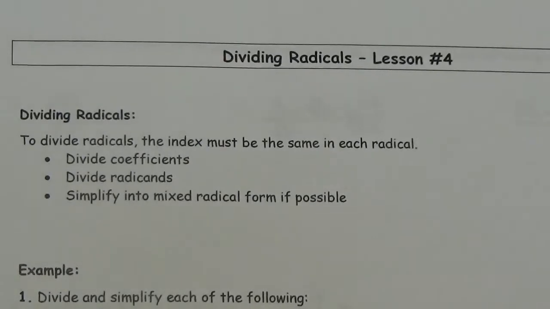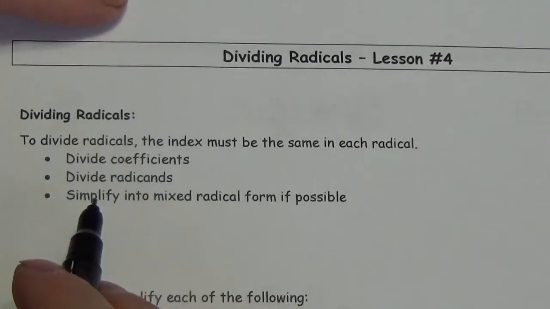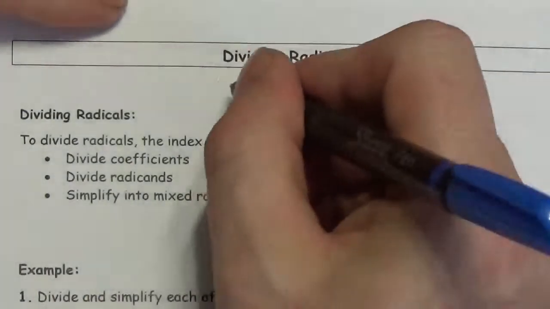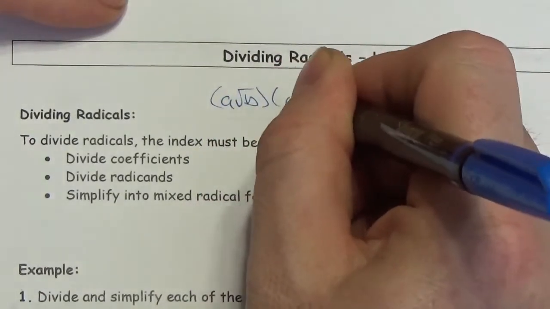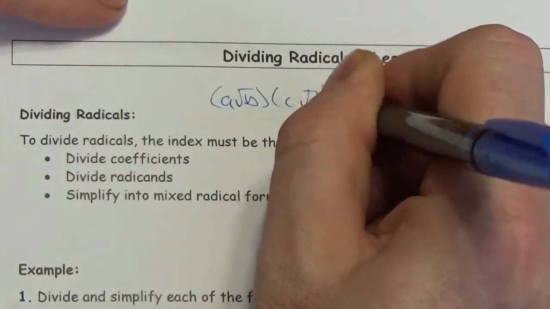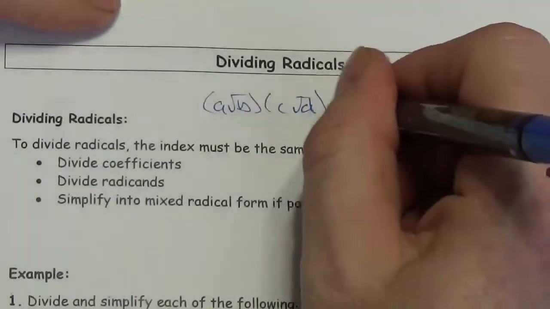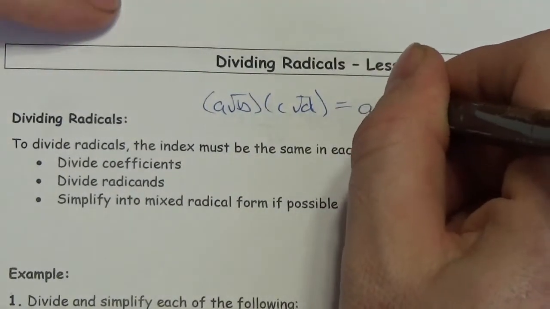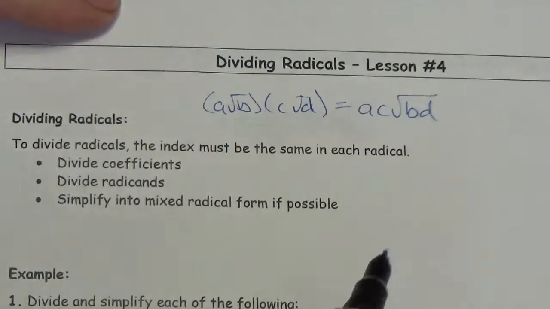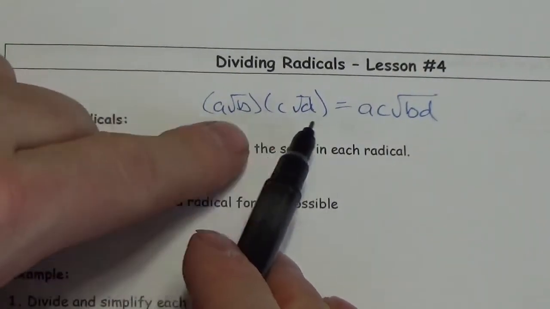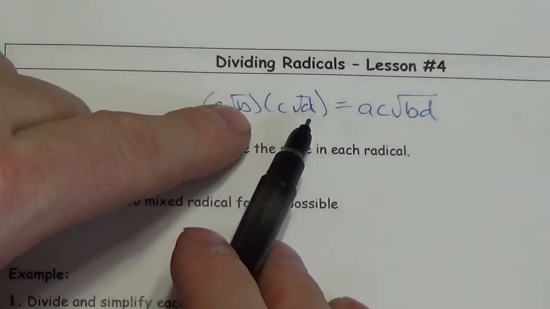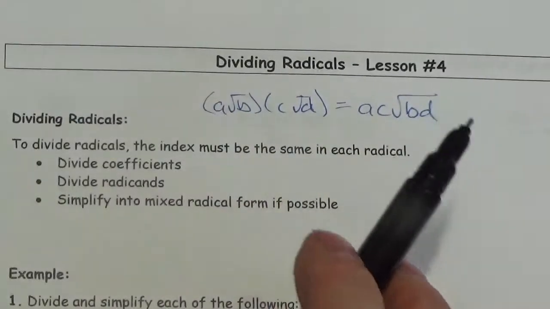But having said that, to start off with, the pattern's not too bad. In fact, it's going to be a little bit familiar. Remember that when we multiplied radicals, we would take a root b and multiply it by c root d, and what we got was ac multiplied by root bd. So we would multiply the coefficients together, and then multiply the radicands together and keep them inside the radical.